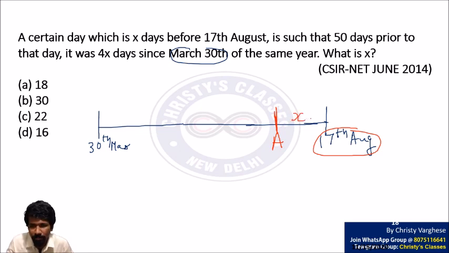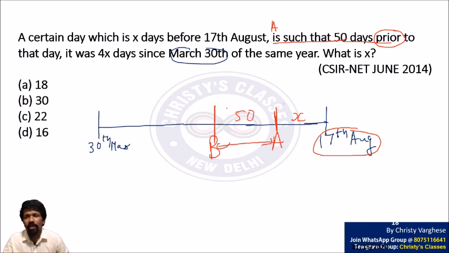So I am drawing a timeline like this. Day A is such that, that's the meaning. 50 days prior to means before. 50 days before this day A, there is a day. I will call that day B. So the distance between B and A will be 50 days. That is the meaning of 50 days prior to that day, that day meaning the day A.